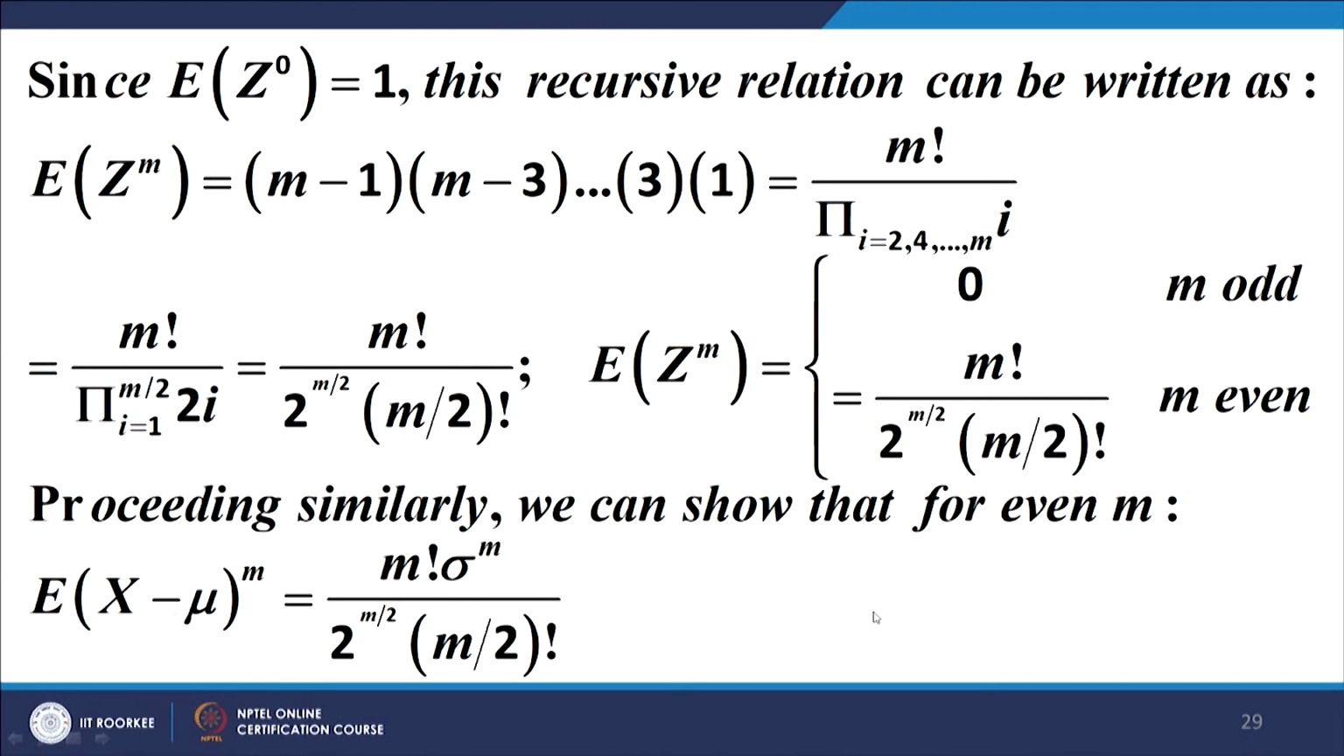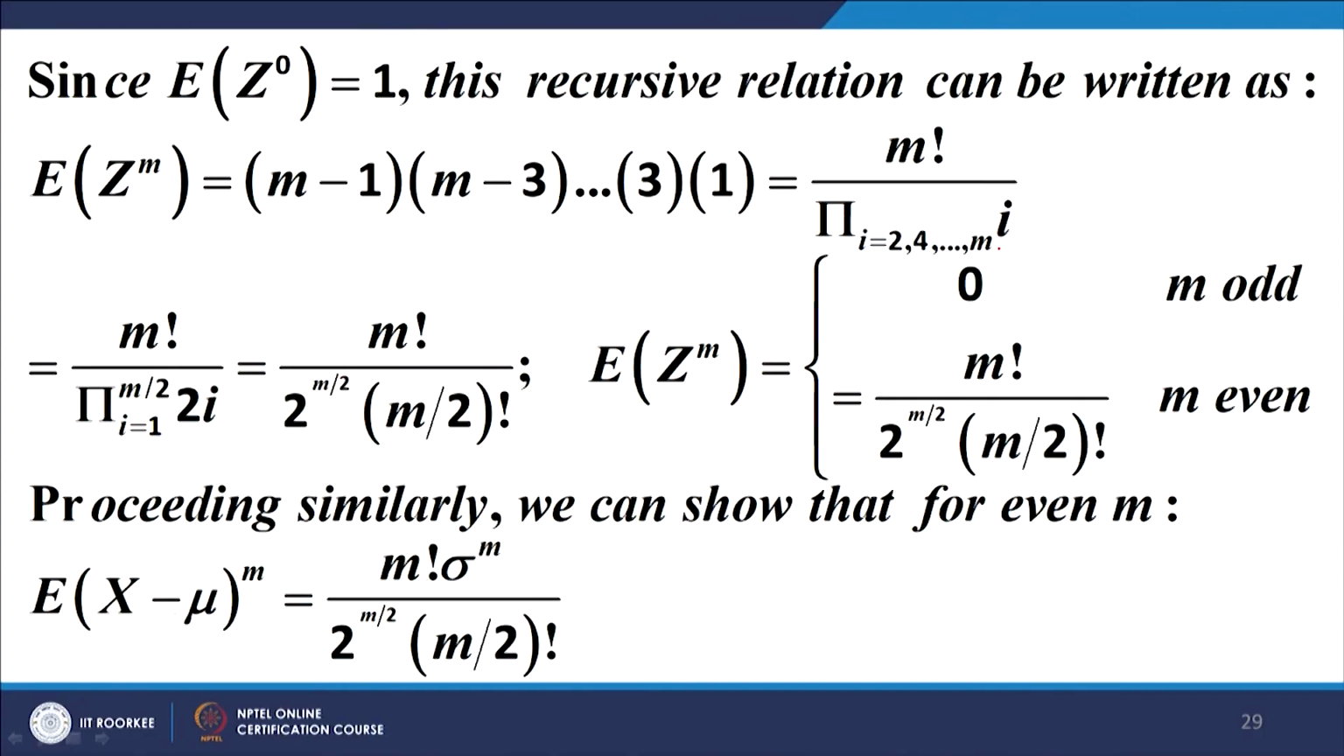Our final conclusion is expectation of z to the power m is equal to m minus 1 times expectation of z to the power m minus 2, but the expectation of z to the power 0 is 1. Therefore, this recursive relation can be written as expectation of z to the power m is equal to m minus 1, m minus 3 and so on down to 3, 1. That is nothing but m factorial divided by the product of the even numbers 2, 4, 6 and so on up to m. When the denominator is simplified, we get m factorial and we can write it as the product of 2 into 1, 2, 3, 4 up to m by 2, and that becomes 2 to the power m by 2 into m by 2 factorial.